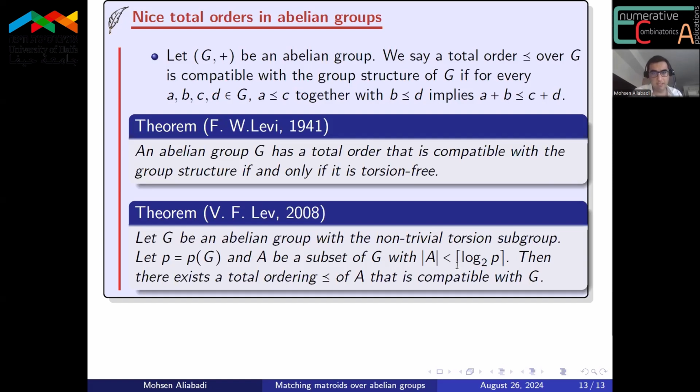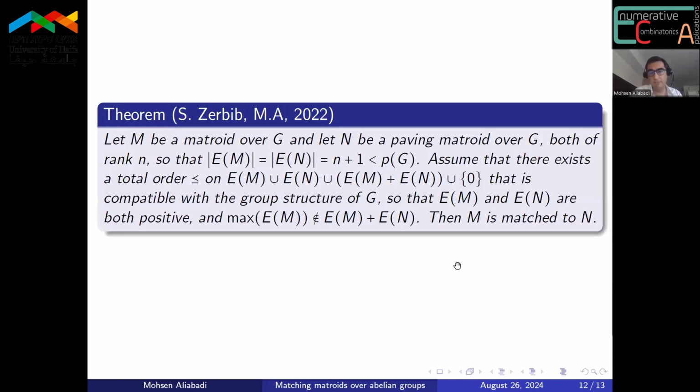Having these tools at hand, we can define a positive set and a negative set in the group setting. And we can also define a nice total ordering over this subset of our group, assuming that this subset is small enough.